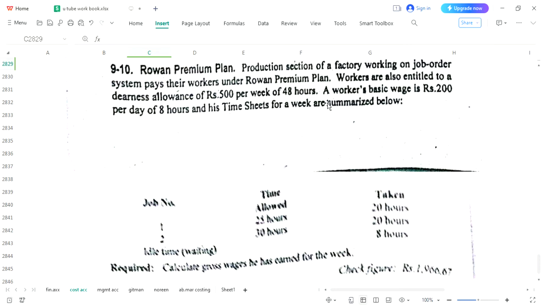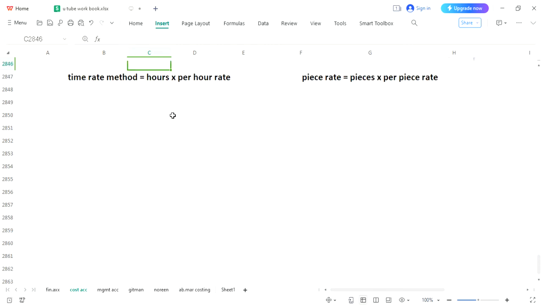A worker, note it down, that means there is only one worker with which this question is related. Basic wage rate is 200 per 8 hours. Note it down: the worker's basic wage rate is 200 per day. And normally what we need is the per hour wage rate. So as you know, per day of 8 hours, the amount paid is 200.